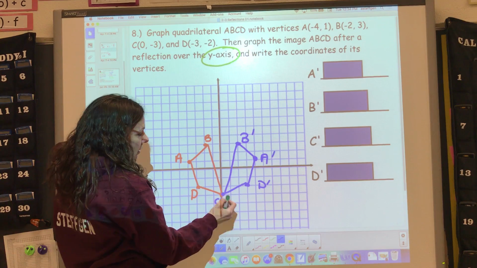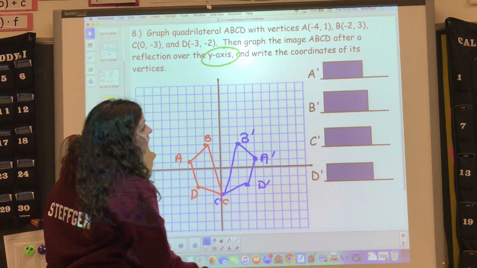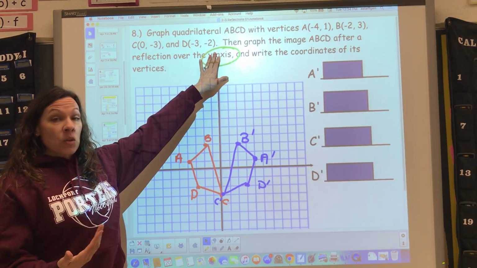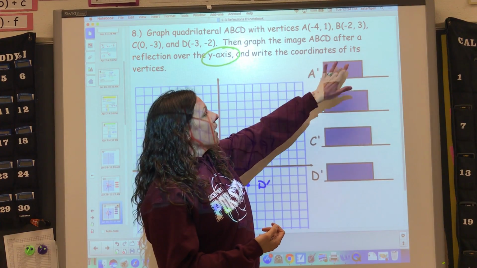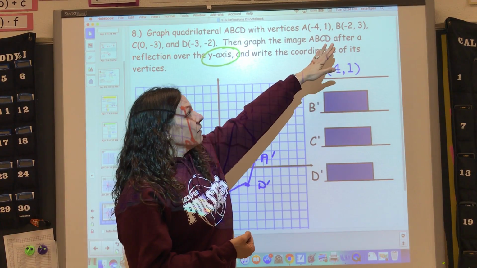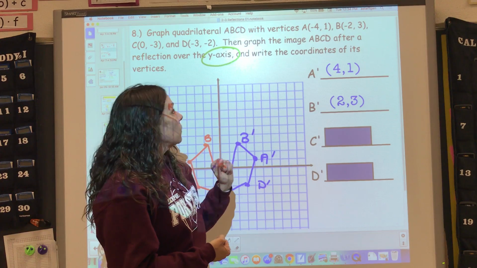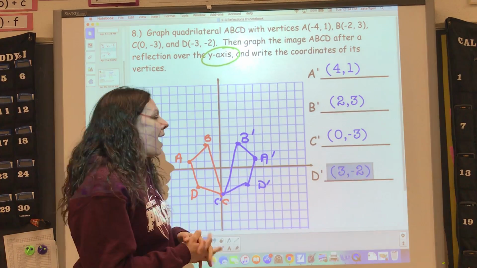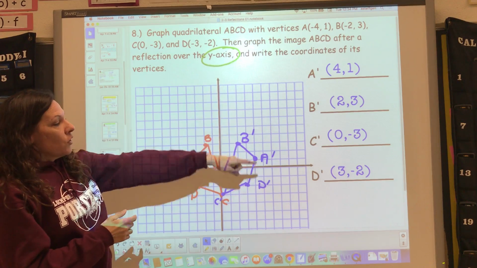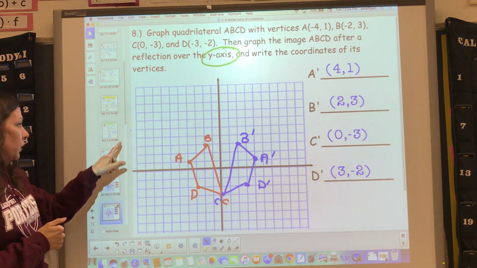Graph your image. So now, since we went over the y-axis, my x-coordinates should have been the ones to change to the opposite. So if I had (-4, 1), this should be (4, 1). (-2, 3) becomes (2, 3). (0, -3) stays (0, -3). And (-3, -2) becomes (3, -2).